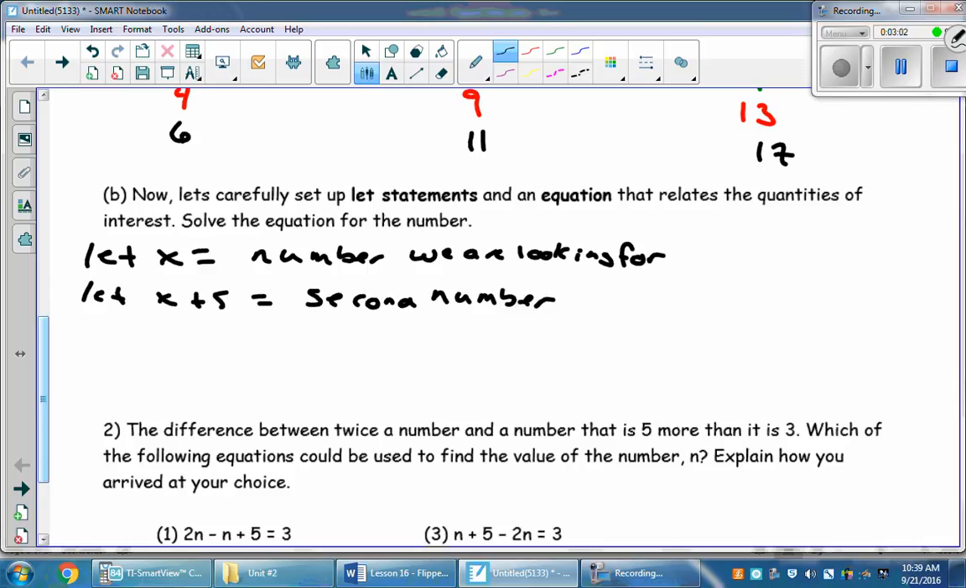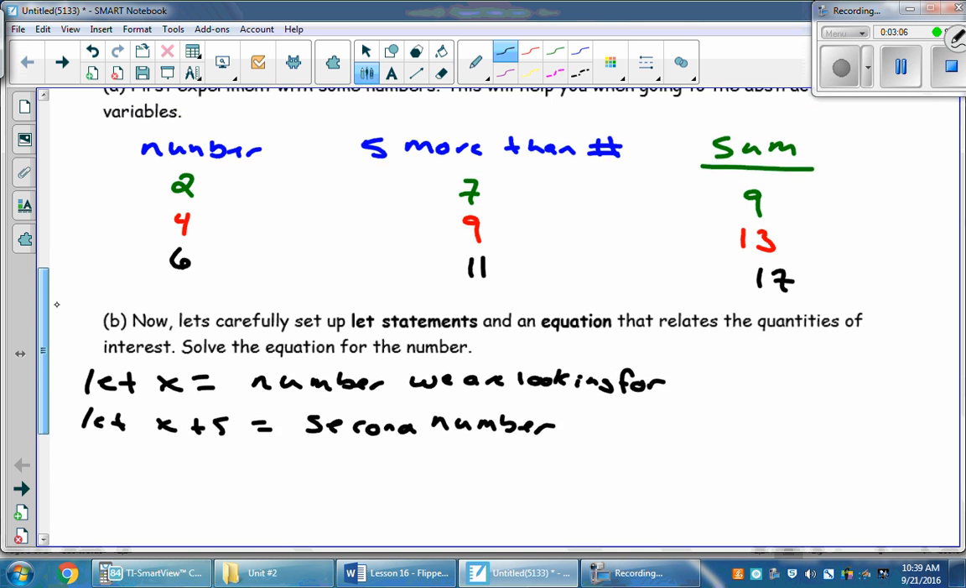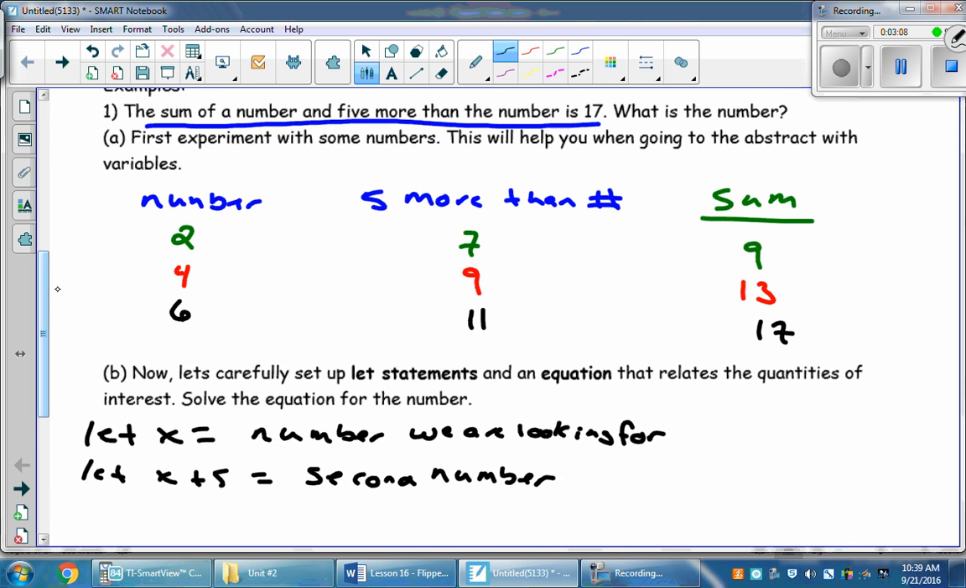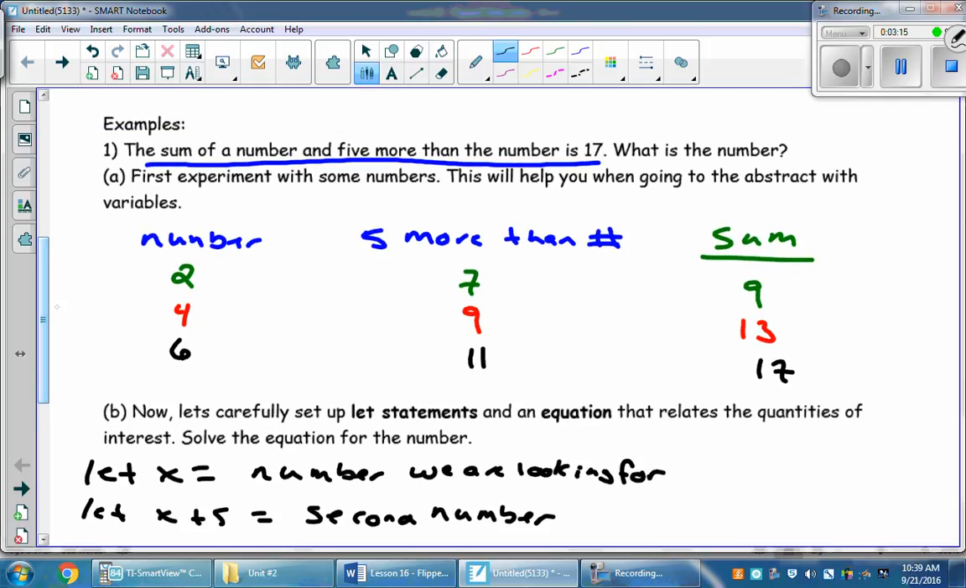Now what I'm going to do is carefully take a look at the sentence that I was given, and I'm going to make an equation out of it. That sentence says the sum of a number and 5 more than the number is 17. So if you think about it, the sum of a number, well, our number is x, and a number that's 5 more than that number, that's going to be our x plus 5. That sum means add them together, and it has to be equal to 17.